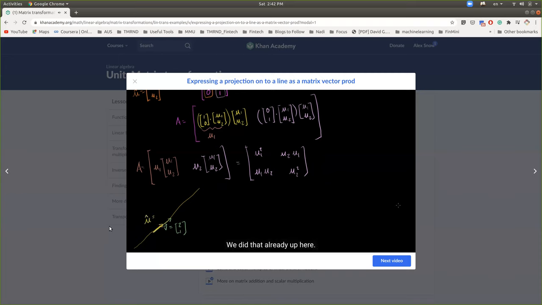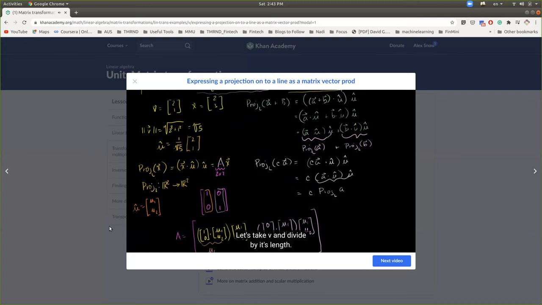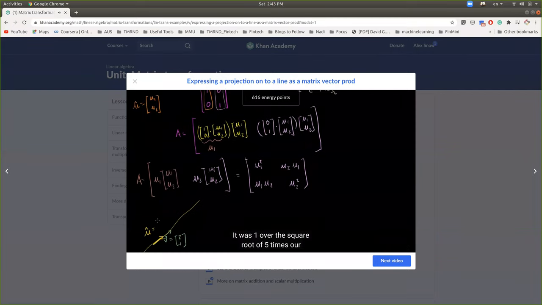And we did that already up here, where we essentially just divided v by its length. So let's take v and divide by its length. The unit vector was 1 over the square root of 5 times our vector v right there. So you start with a unit vector there, and then you just create this matrix, and then we will have our transformation matrix. So if this is our u, what will our matrix be equal to?